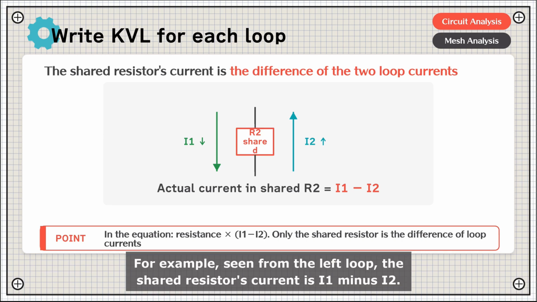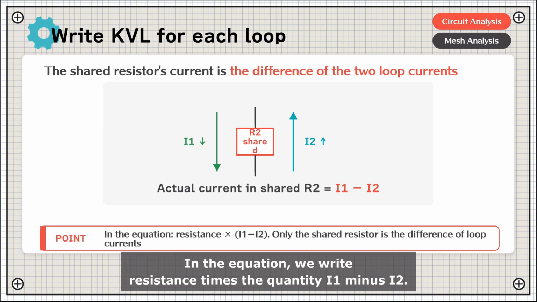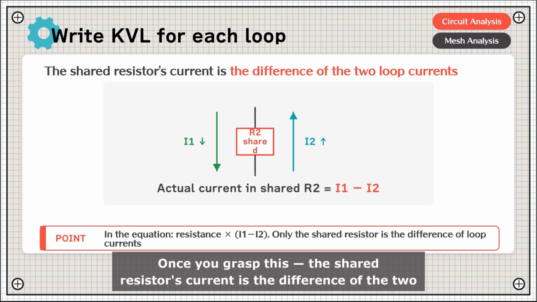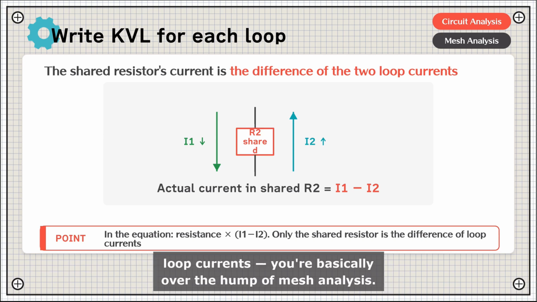For example, seen from the left loop, the shared resistor's current is I1 minus I2. In the equation, we write resistance times the quantity I1 minus I2. Once you grasp this, the shared resistor's current is the difference of the two loop currents. You're basically over the hump of mesh analysis.